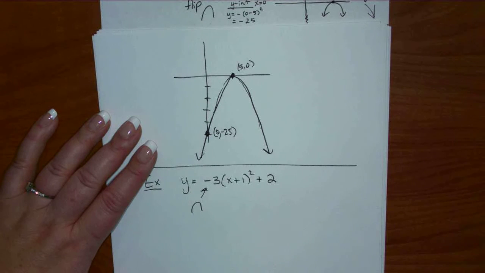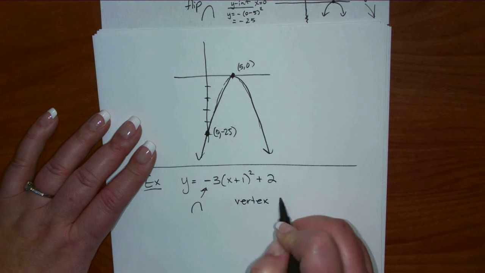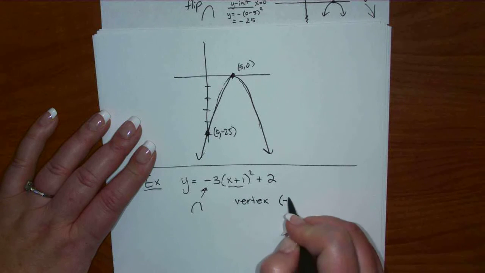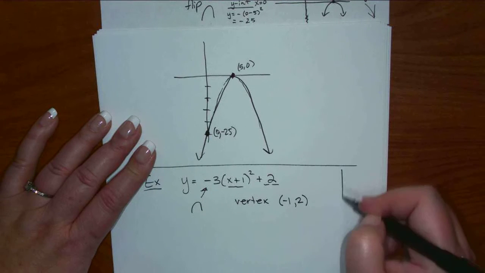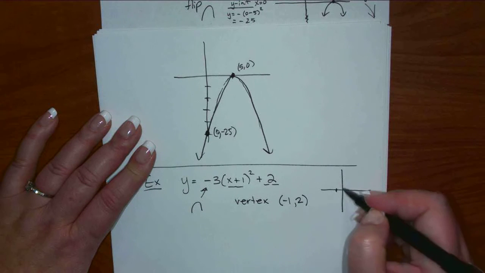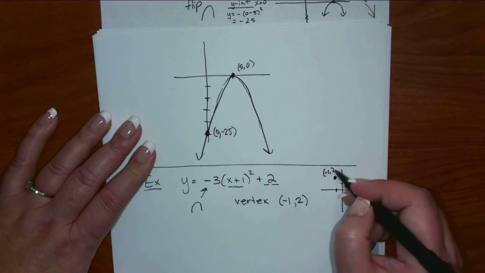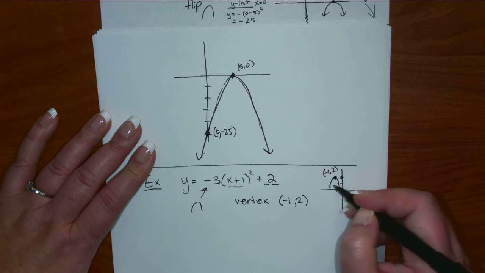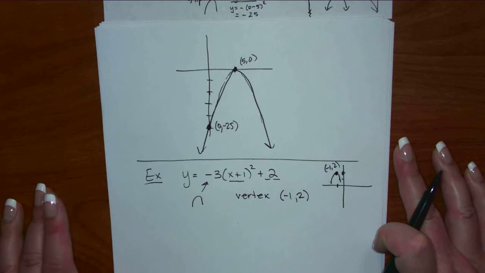What's the vertex? Negative 1 and 2. So negative 1 and up 2 is here. It's upside down. So it's going to cross all these places, so we need to find all the intercepts.